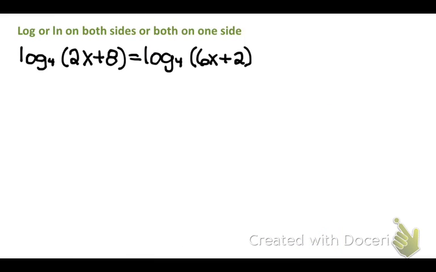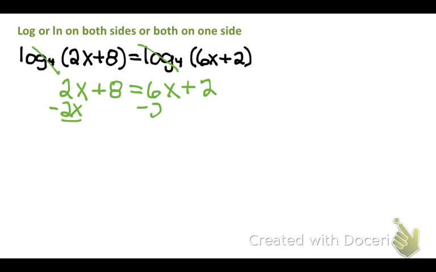All right, so in this problem, both sides are log base 4, so we're just going to get rid of that, and we're going to look at the expression 2x plus 8 equals 6x plus 2, and then just work to isolate the variable. So we'll subtract 2x from both sides. So 8 equals 4x plus 2.